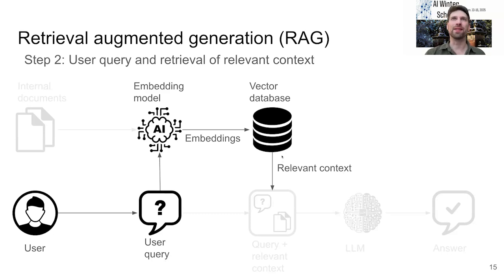And the top n chunks, n is a parameter. So let's say n is 5. The top 5 chunks from your internal documents that are relevant to your user query are then provided.